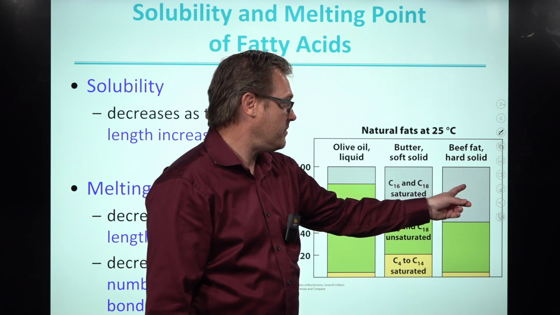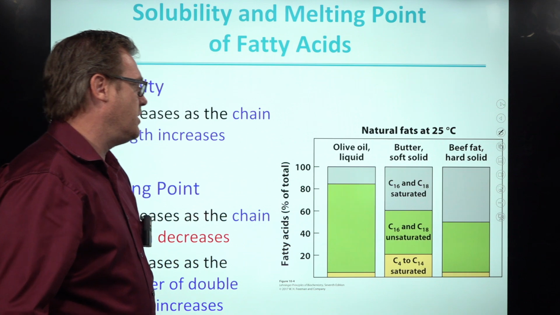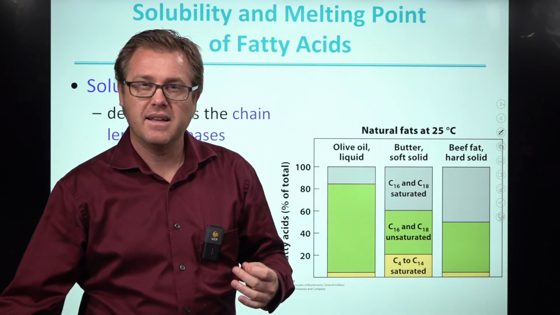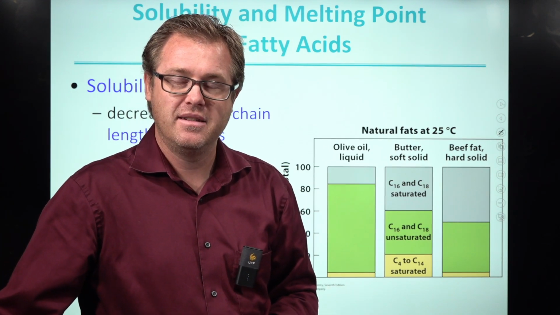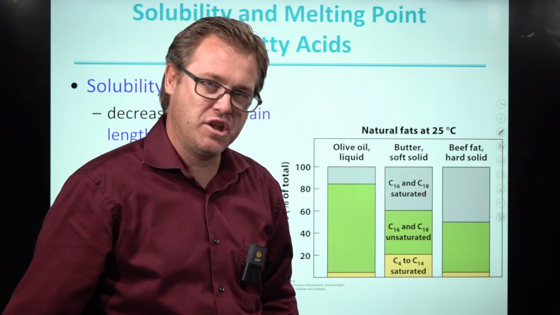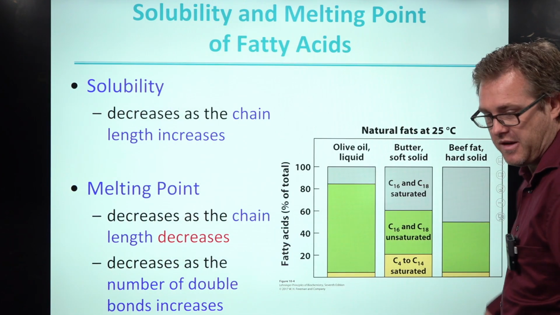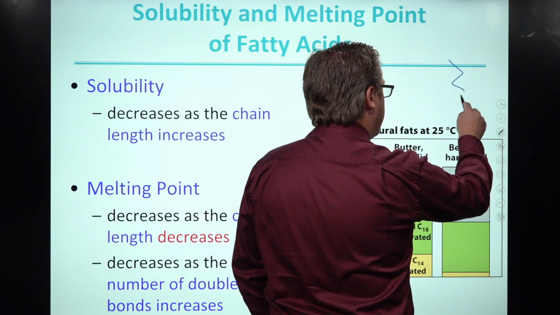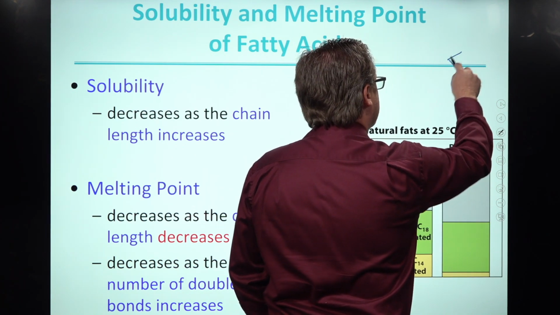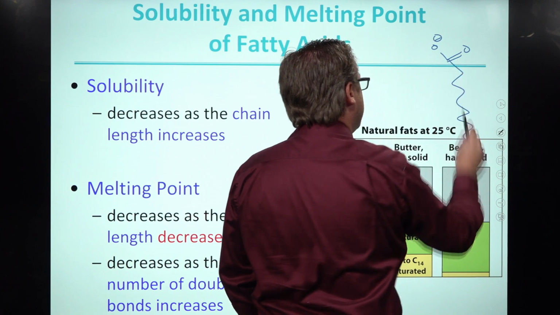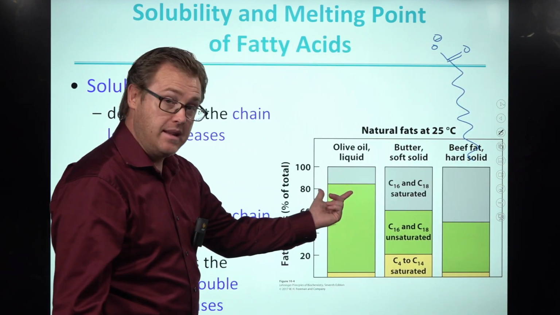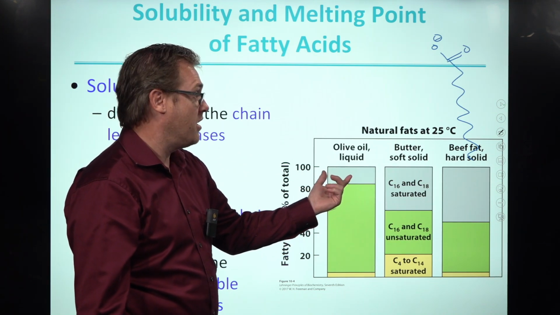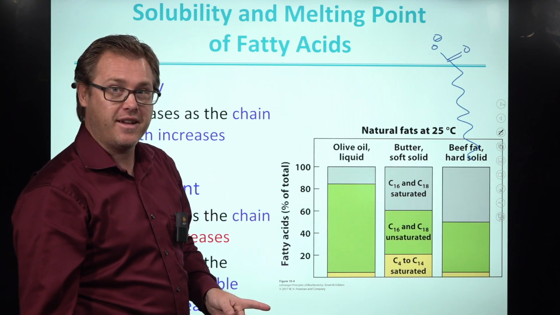Okay? Sorry, I misspoke. Beef is a saturated fat. Lots of saturation. So what does the beef look like when it looks at its fatty acid chain? It's going to have just fatty acid chains that look like this, right? Whereas the liquid, or sorry, the olive oil, which is a liquid at room temperature, what are its fatty acids going to look like?